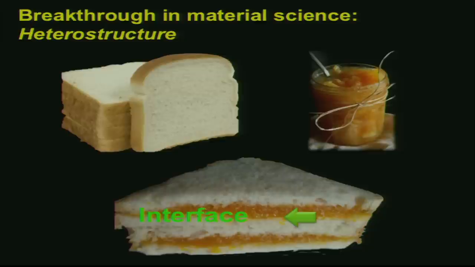Because there, at the interface we call the boundary, basically the jam and white bread start a chemical reaction. That reaction reinforces the taste of the sandwich. So the idea is like that.